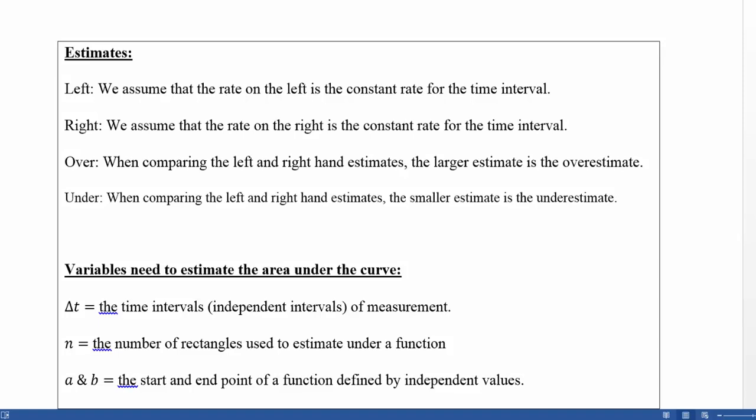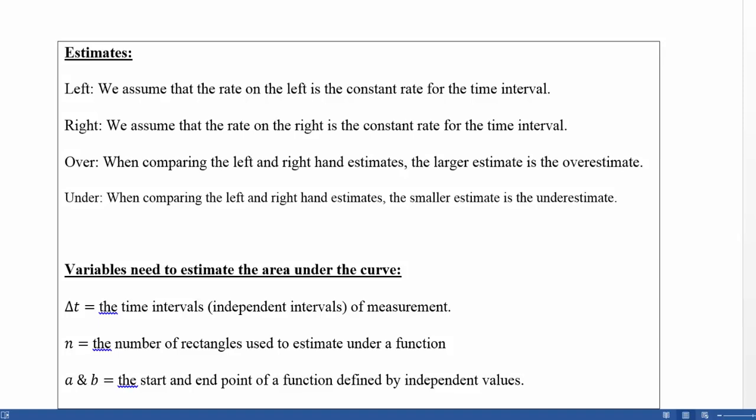And now we're going to add on a and b. So a and b are going to be the starting and ending point of a function defined by its independent values. So where are we looking between what two values? That's your a and your b. We'll see why those are relevant in a minute.